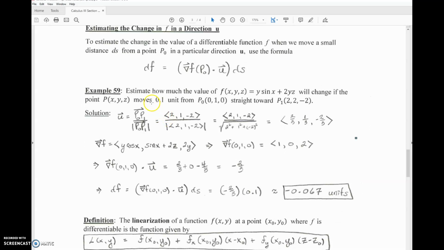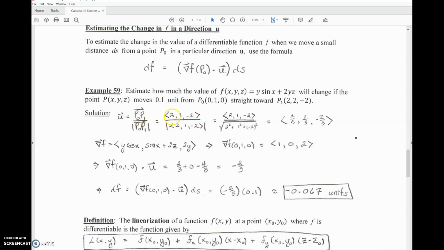Okay, so for example, in example 59, estimate how much the value of f of x, y, z equals y sine x plus 2yz will change if the point P, x, y, z moves 0.1 units from P naught, 0, 1, 0, straight toward P1, which is 2, 2, minus 2. So what's the direction? The direction that we're moving here is the vector P naught to P1, but I want to make it a unit vector, so I'll divide it by its length.